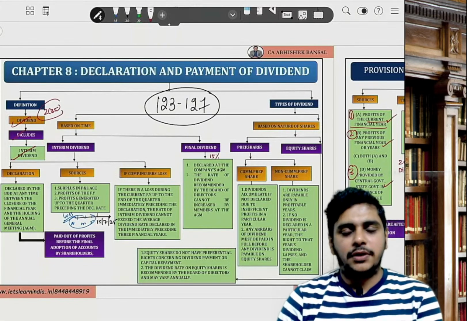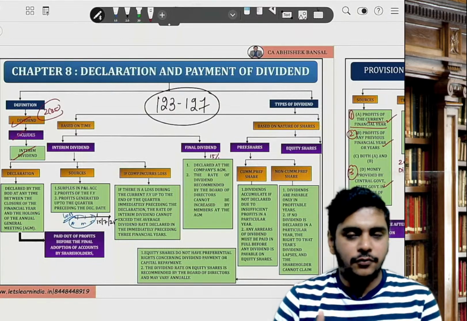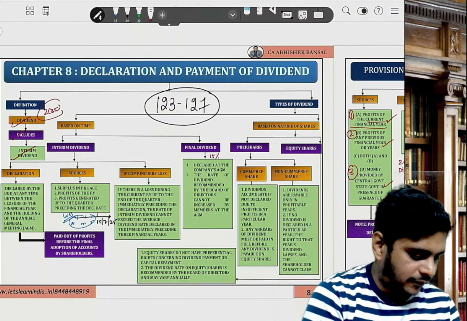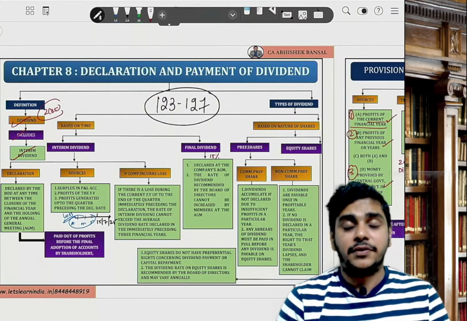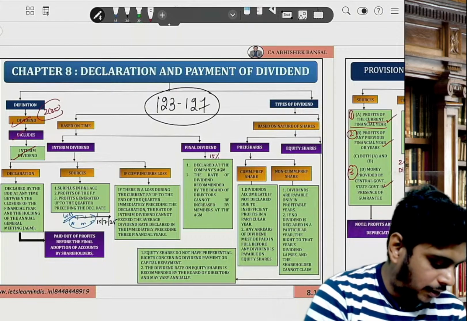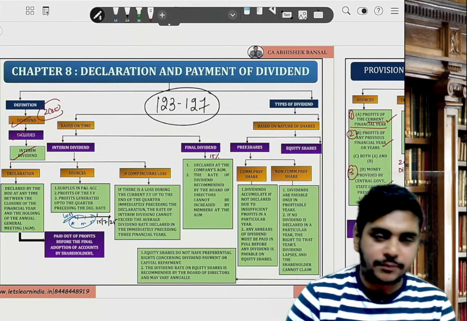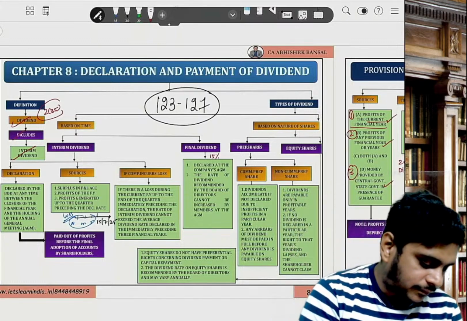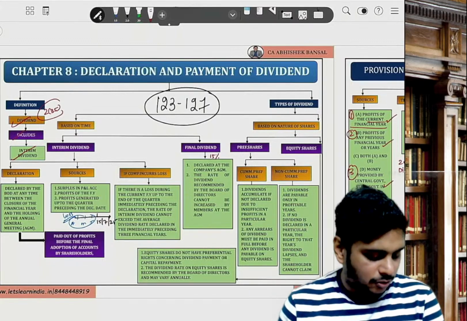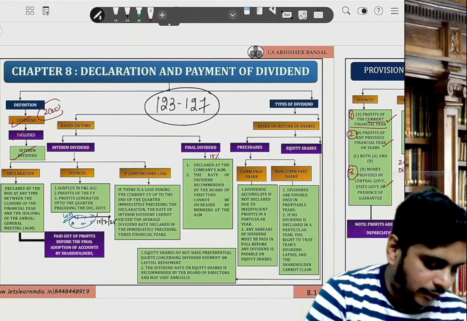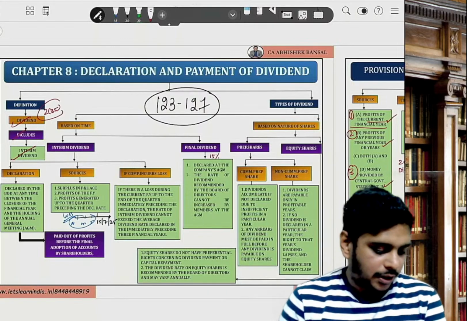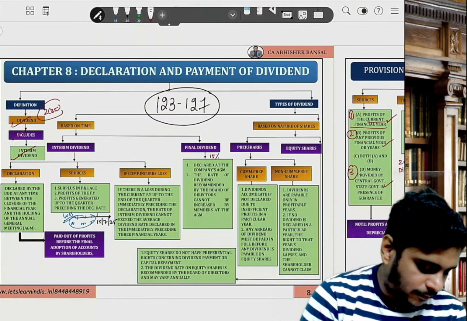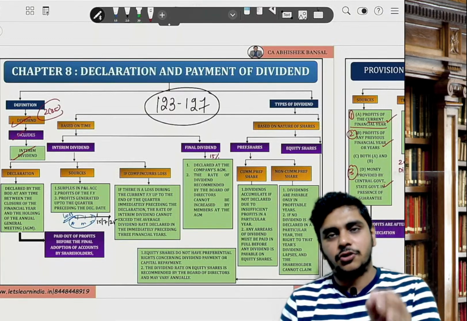Now we talk about 124 and 125. Very simple it is. Dividend is declared at the AGM. It should be paid or claimed within 30 days. That means it should be transferred to the shareholder's account within 30 days. If it is not claimed, you will transfer it to the unpaid or unclaimed dividend account in a scheduled bank within 7 days.